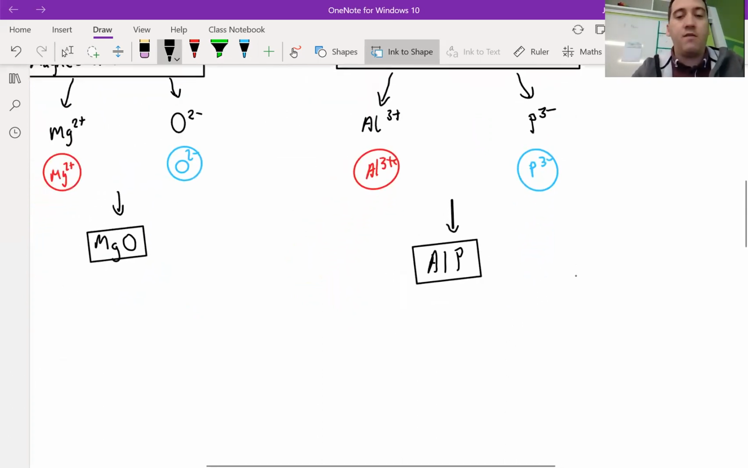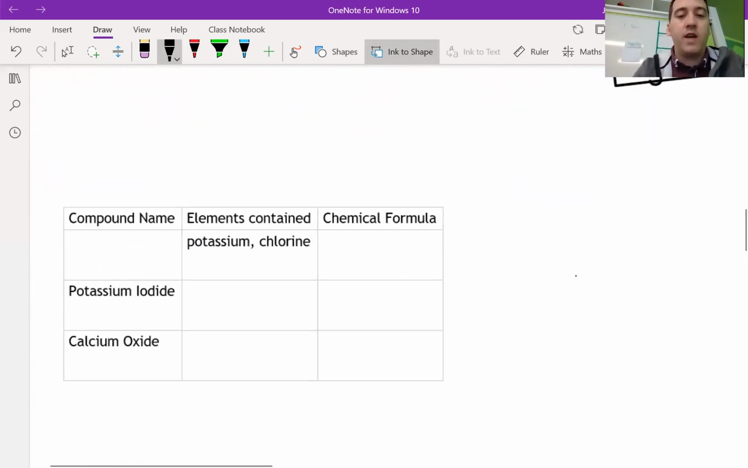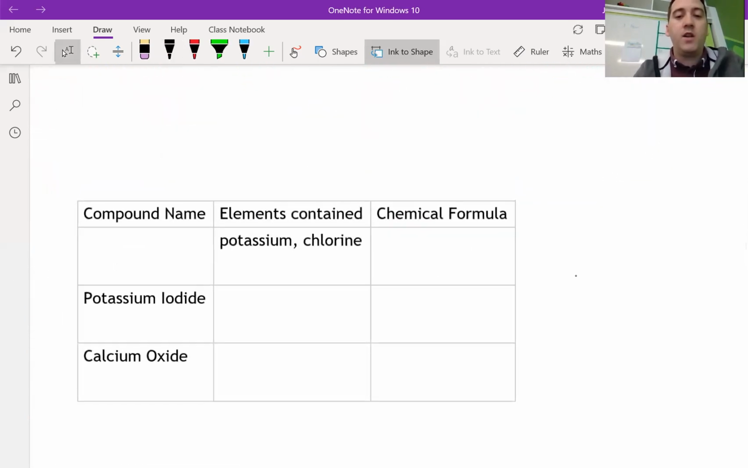Right, you're ready to have a go at a few by yourself now. In this table, for each one I want you to fill in the blanks. In the first one, this is a substance with potassium and chlorine, so I need you to work out the formula and then tell me what its name would be. For this one, I'm telling you the name and I need you to tell me the two elements and what the formula would be. Same for this one. So pause the video and fill out the table now. I need the answers where the X's are.